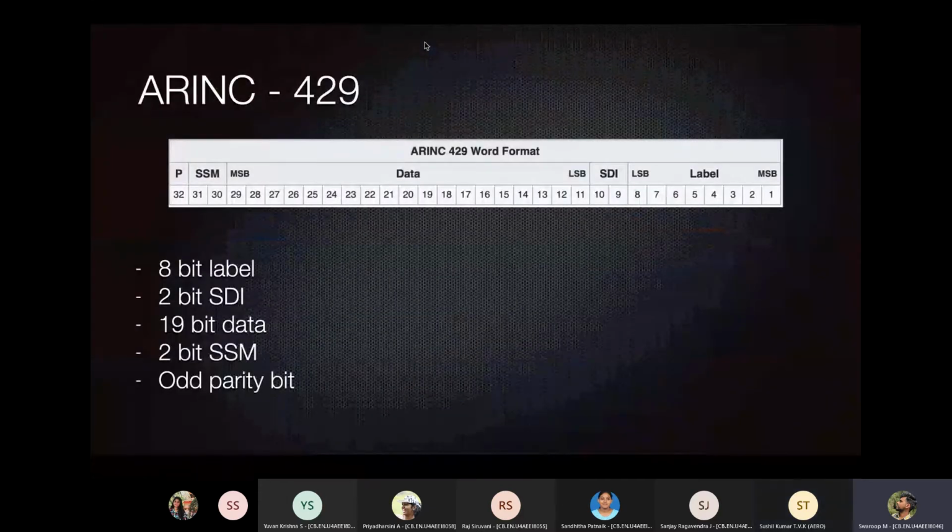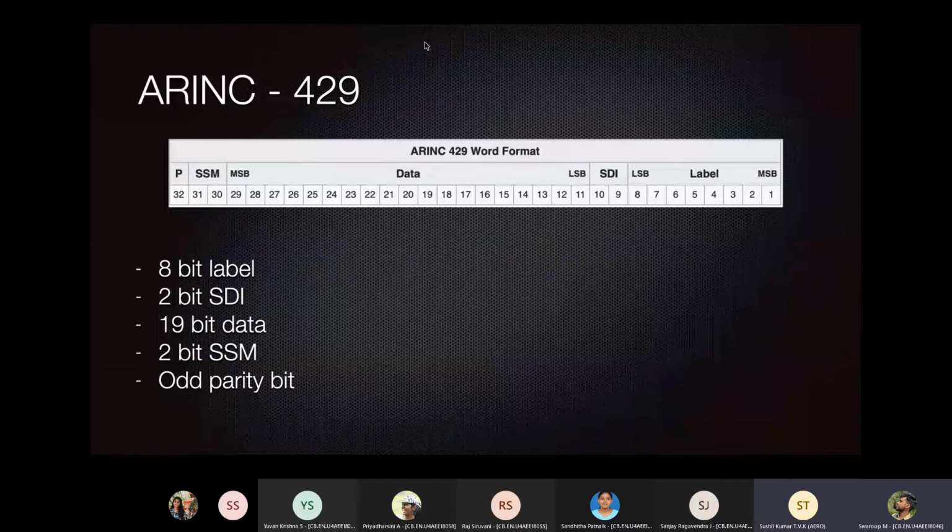ARINC 429 supports a 32-bit word format, which has an 8-bit label, 2-bit SDI, 19-bit data, 2-bit SSM, and 1 parity bit. So the 8-bit label is what gives the data meaning. For example, a label can be 206, and 206 can be assigned to airspeed. So the data contained within this word format is airspeed. That is what the label indicates.